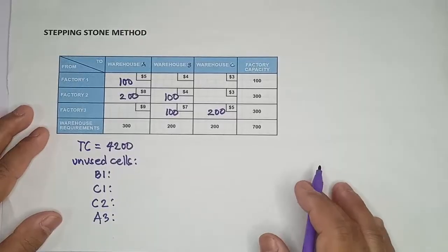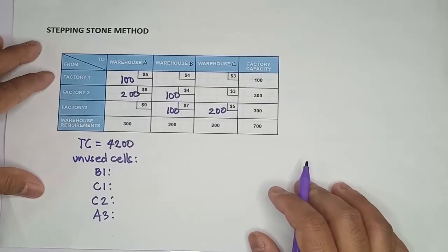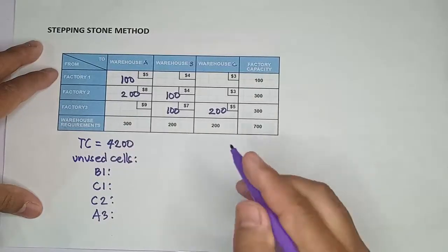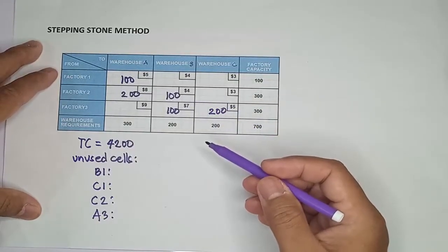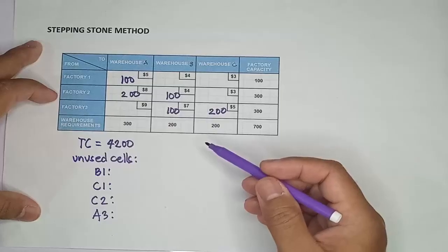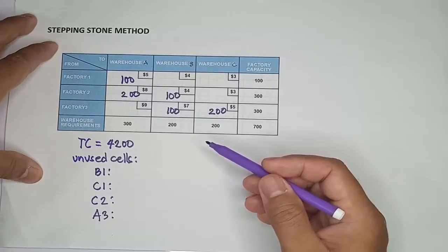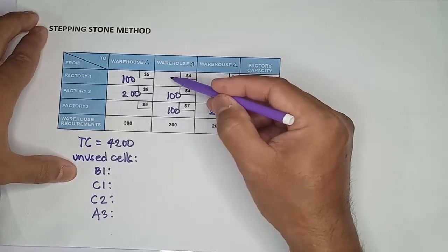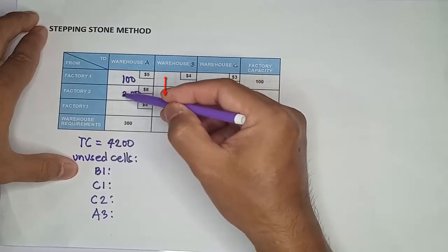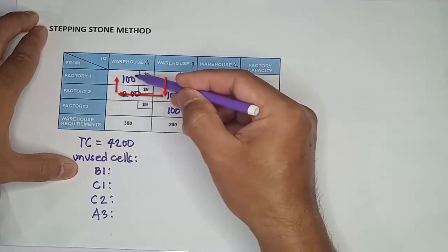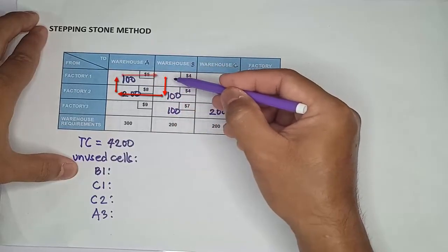For every unused cell, we're going to create loops or closed paths starting from the unused cell and then stepping on stones, or the used cells, on a vertical or horizontal movement, going back to the unused cell. So for instance, on this unused cell, its loop is from this cell to B2 to A2 to A1, going back to the empty cell.